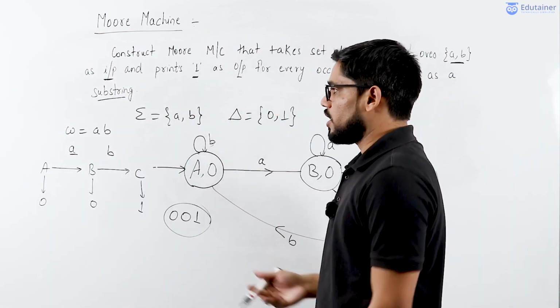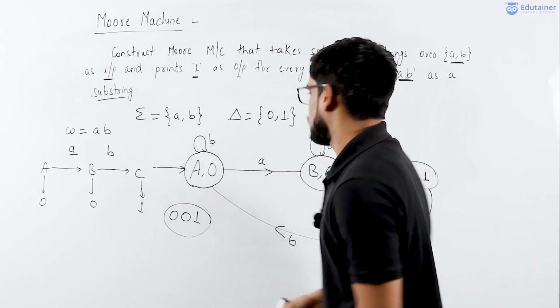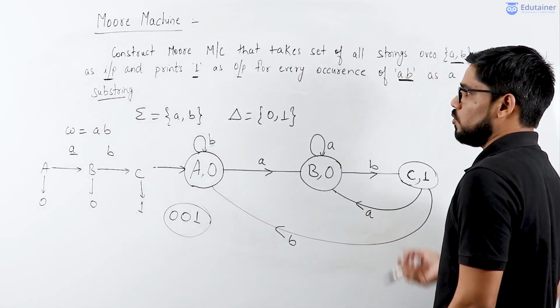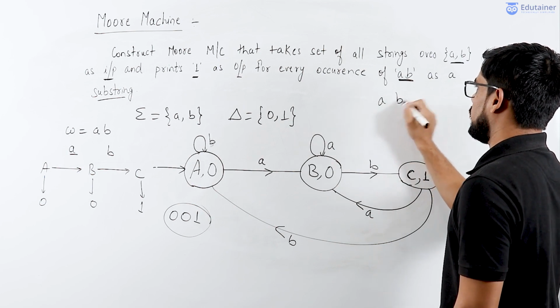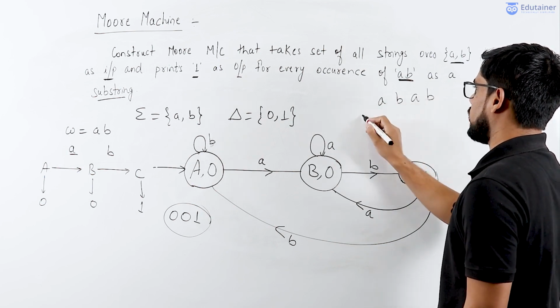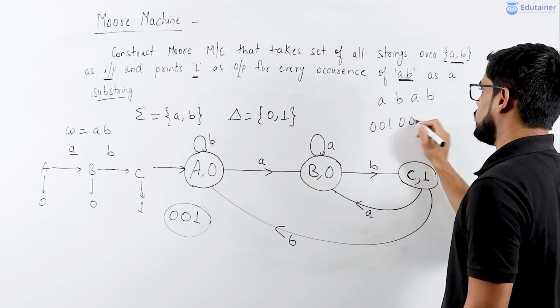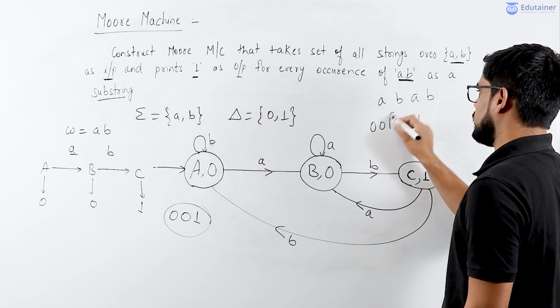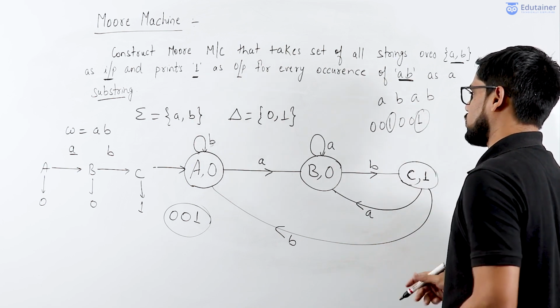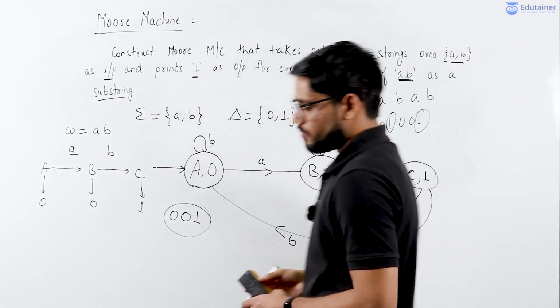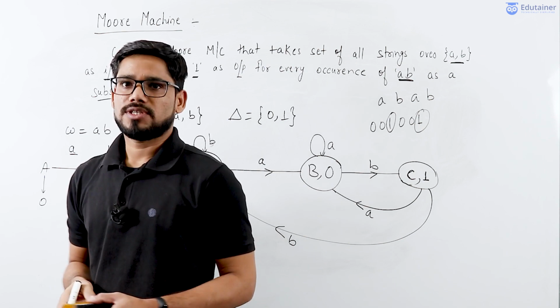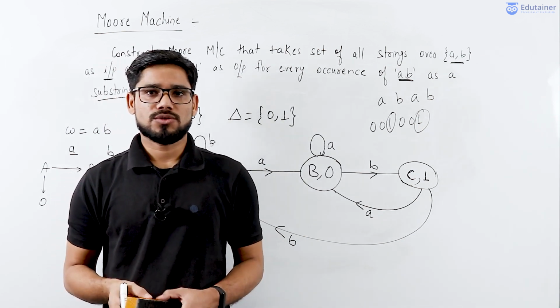Similarly, you can trace more strings. Let's say abab. Here the output produced will be 0, 0, 1, 0, 0, 1. That means you have seen two abs as a substring. In the next video, we will see one more example related to the Moore machine.